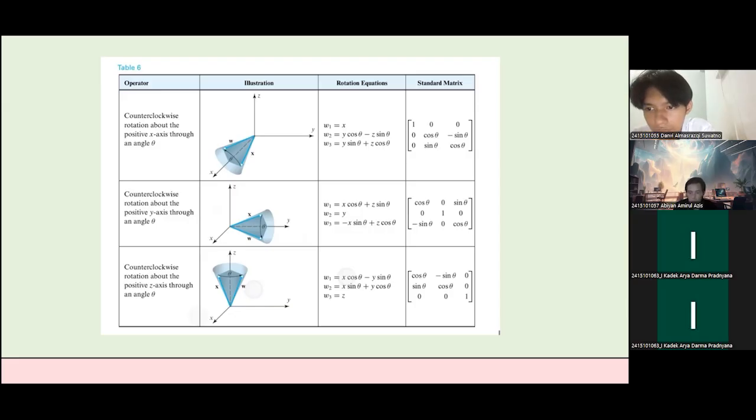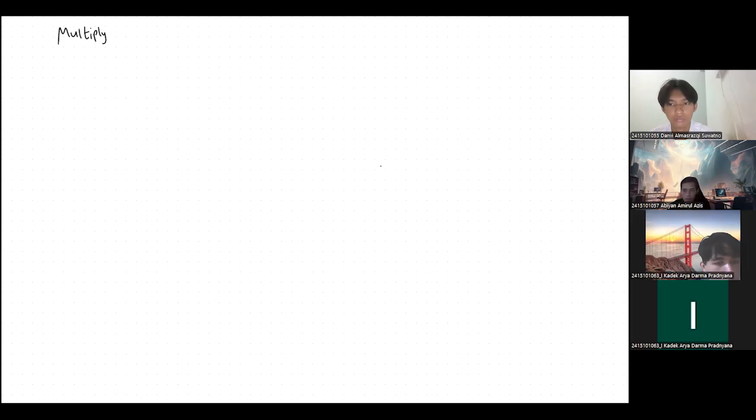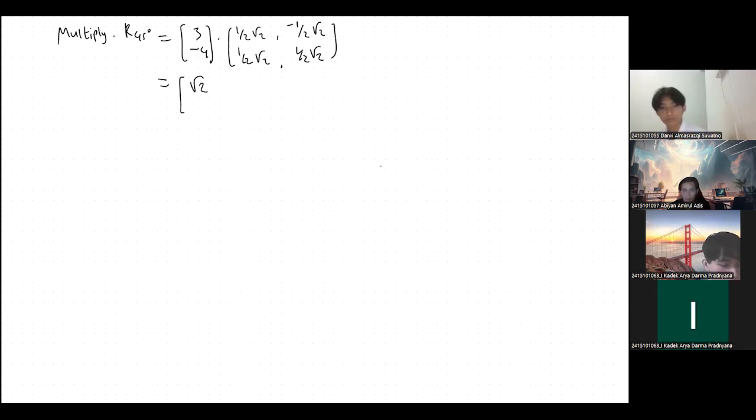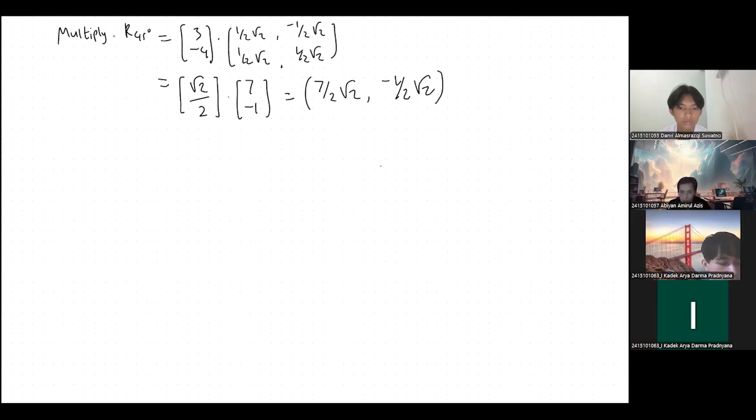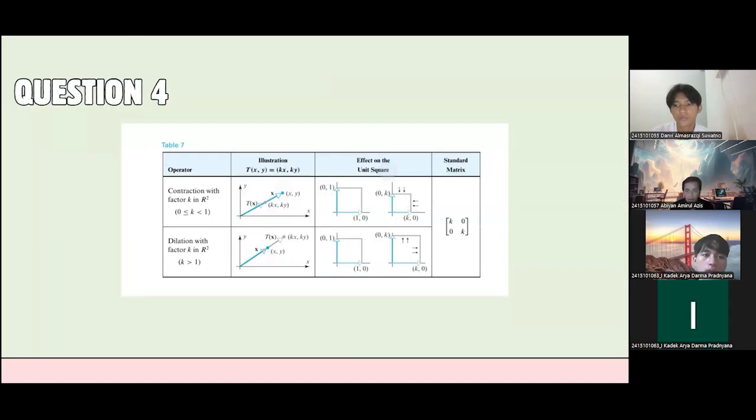In this R3, I will move into the exercise with pair 45, the vector 3 minus 4 multiplied with this value. We multiply as usual, root 2 over 2 times 7 and minus 1. That will equal, we change the form into a row vector, 7 over 2 root 2 and minus 1 over 2 root 2. And this is the rotated vector. This is the result of exercise number 3. We will go next to number 4. Alright, question number 4.